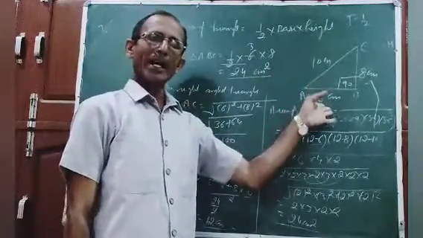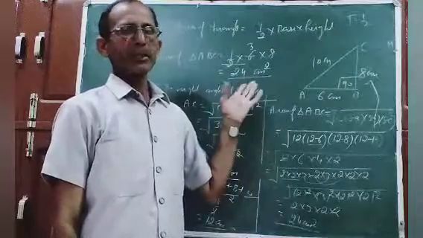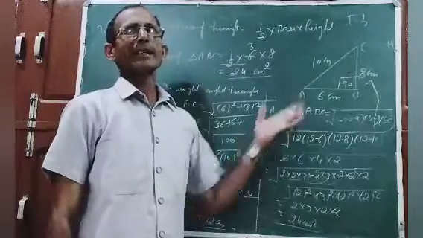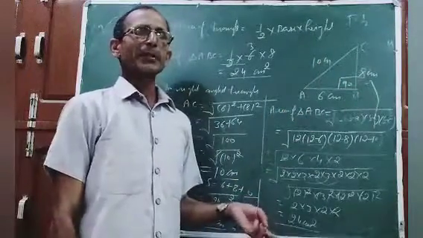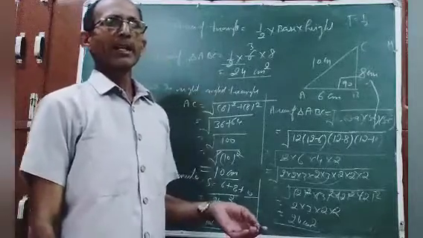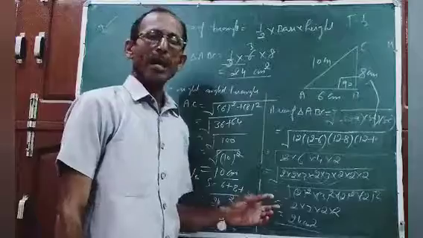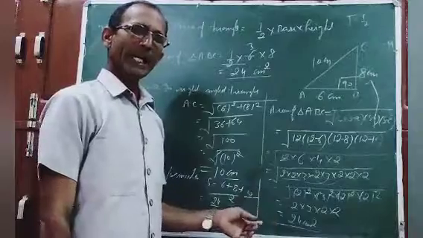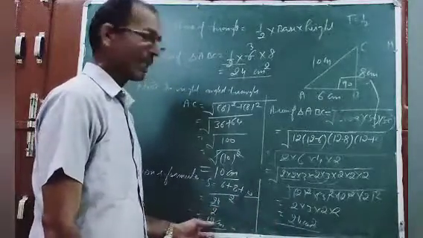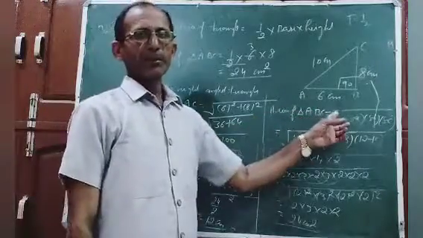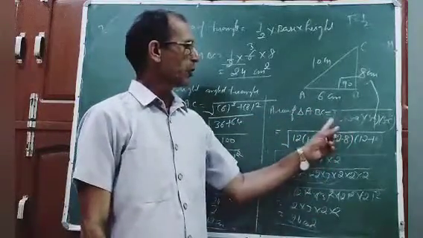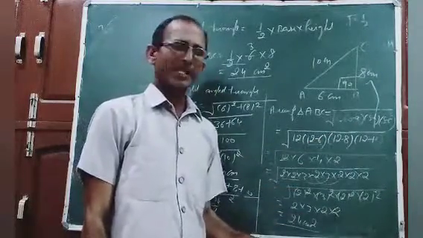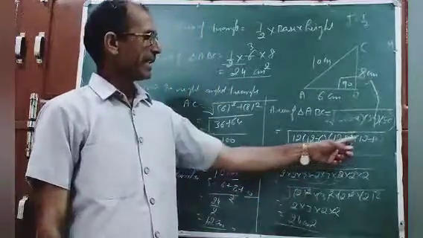So that formula was 1 by 2 base into height to find the area of a triangle, when the base and height are given. If base and height are not given, all the three sides are given, then you can apply Heron's formula. I am repeating again. First find out half perimeter of a triangle. Half perimeter means add all the sides and divide by 2. That will stand for S. S is equal to 12 centimeter. After finding S, this is the formula for finding the area, root S into S minus A, S minus B, S minus C. A, B, C stand for sides. So 12 into 12 minus 6, 12 minus 8, 12 minus 10.